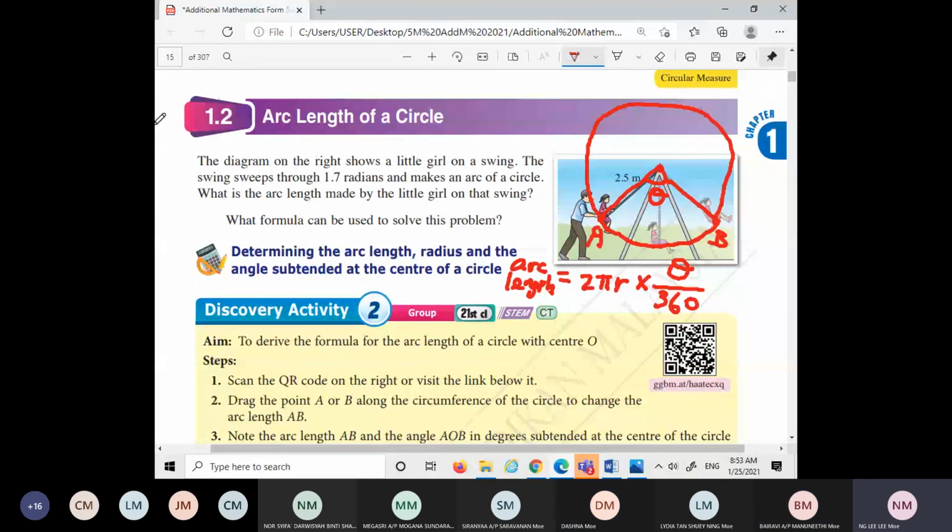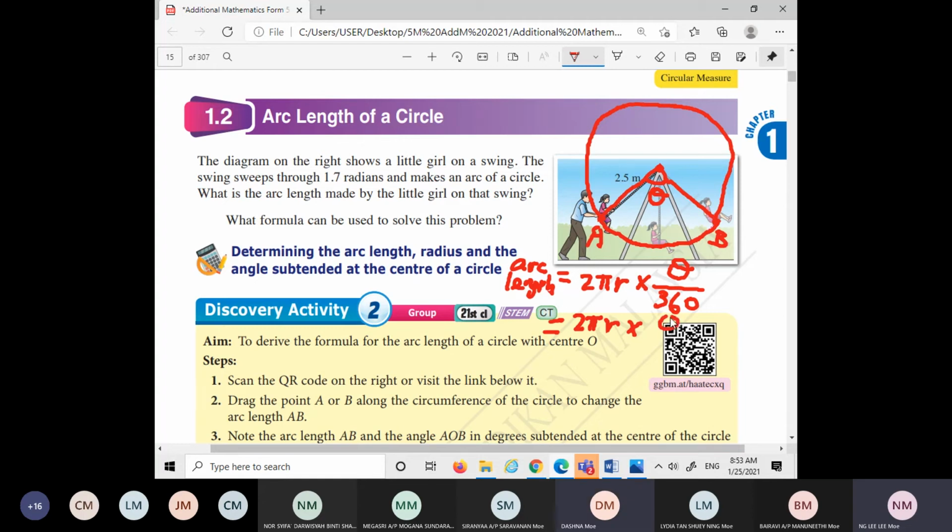Okay, so now, for form 4, form 5, and maths, the 360 degree, as I said just now, change into radian is what? Someone can tell? 180 degree is pi radian. 360 degree is what? 2 pi.